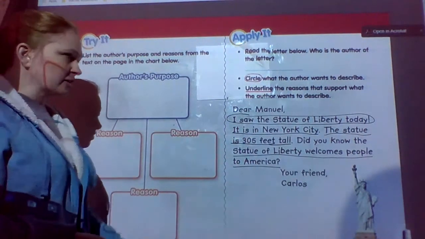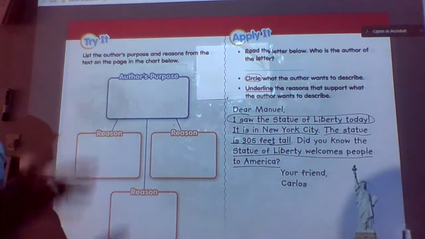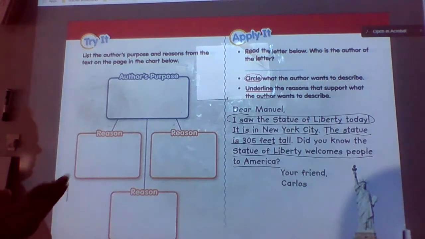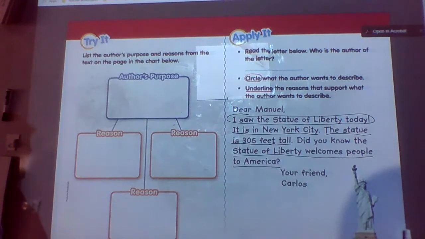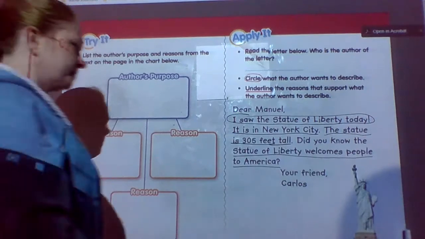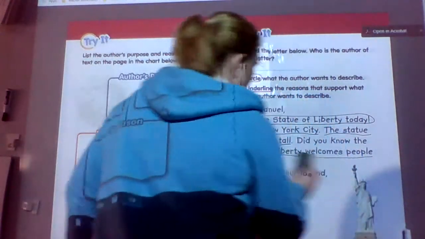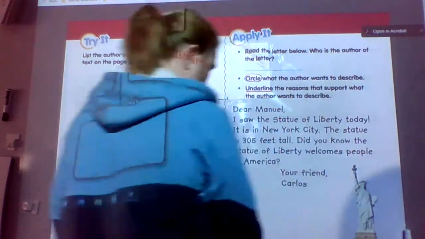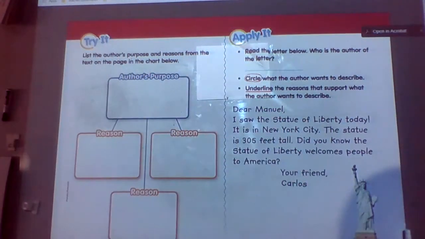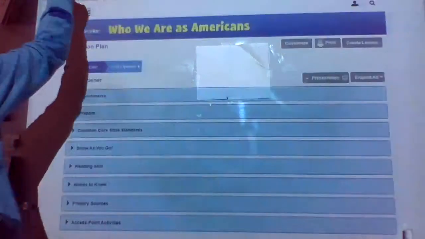Those things I underlined, are they all talking about the Statue of Liberty? Yes, sirree. So, he is trying to tell his friend, Manuel, about the Statue of Liberty. That's his reason for writing. Okay? So when we read a text of any kind, whether it be science, social studies, reading, it doesn't matter, you should read it and think about what the author's trying to tell you. All right. So, moving on.